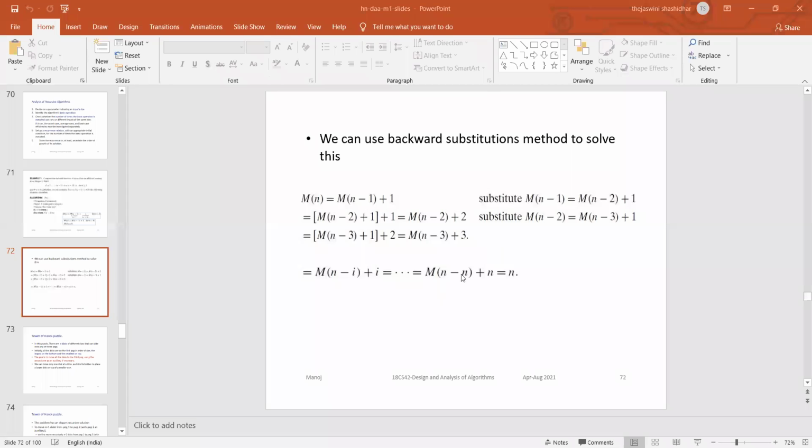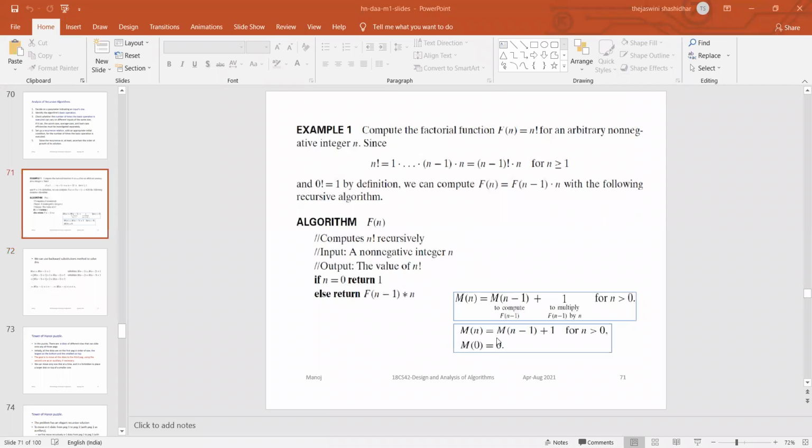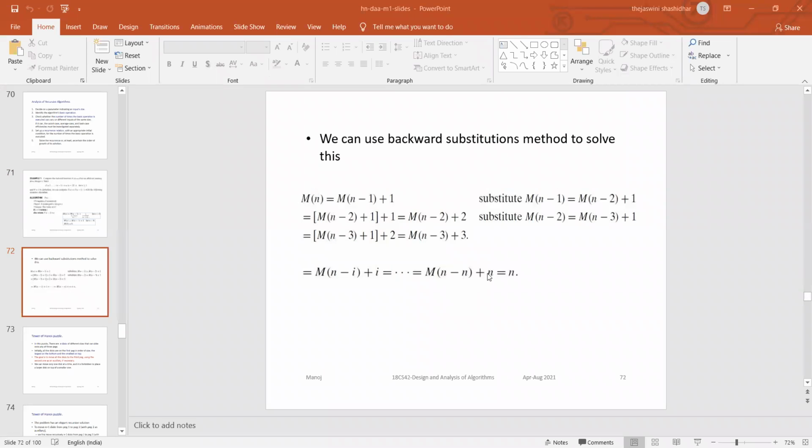So n minus n gets cancelled. Kindly see here, n minus n gives M(0), plus n. What is M(0)? M(0) is 0. So substitute 0 here: 0 plus n is equal to n. This is the final answer you will get.